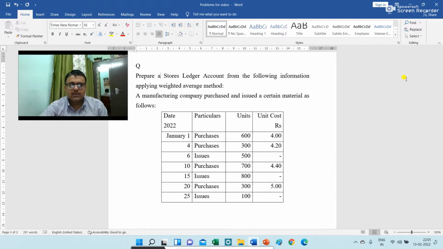On January 1, purchases 600 units at rupees 4 per unit. On January 4, purchases 300 units at rupees 4.20. On January 6, issues 500 units. On January 10, purchases 700 units at rupees 4.40. On January 15, issues 800 units. On January 20, purchases 300 units at rupees 5 per unit, and on January 25 issues 100 units.